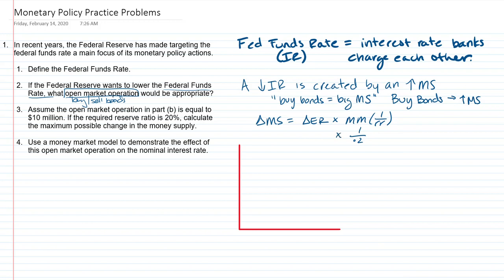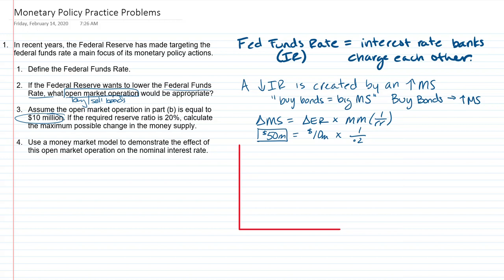And all of the bond purchase, $10 million, is going to become excess reserves in a bank, money they did not prior have. So 10 times 1 over 0.2, 5, is going to be $50 million. Is the maximum change in the money supply possible courtesy of that open market operation.